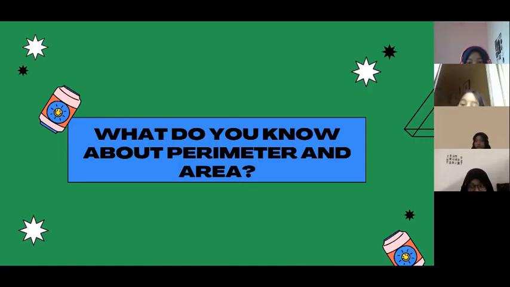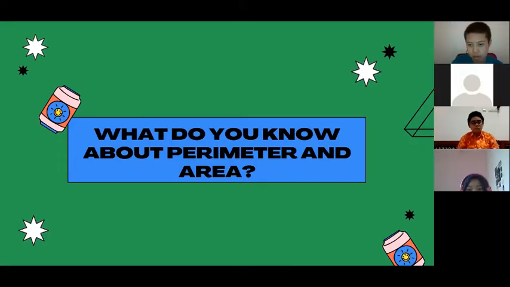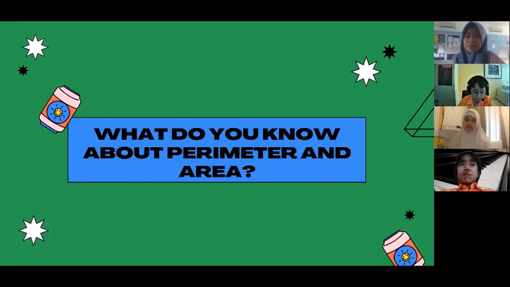How about Leno? Do you have an opinion? Okay, so to find perimeter, you just have to calculate the sides of the shape and add them together. Okay, thank you, Leno.